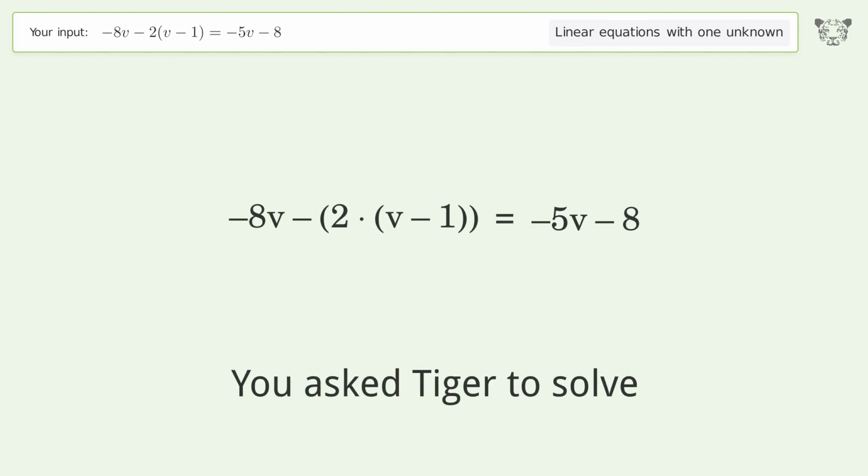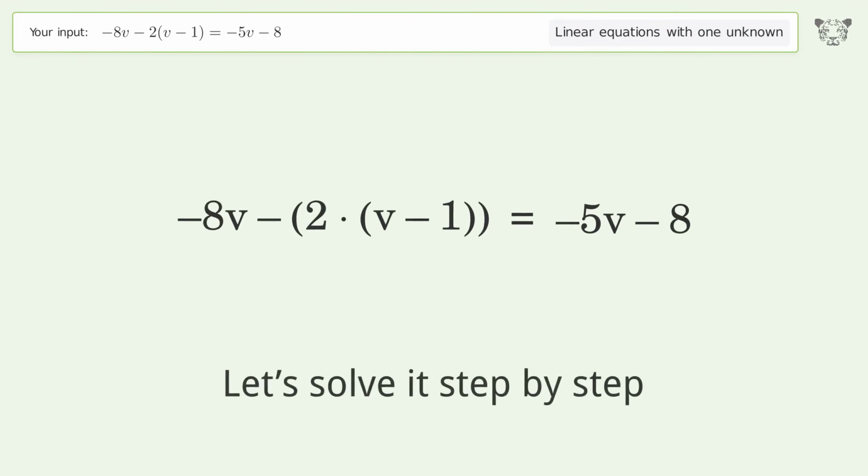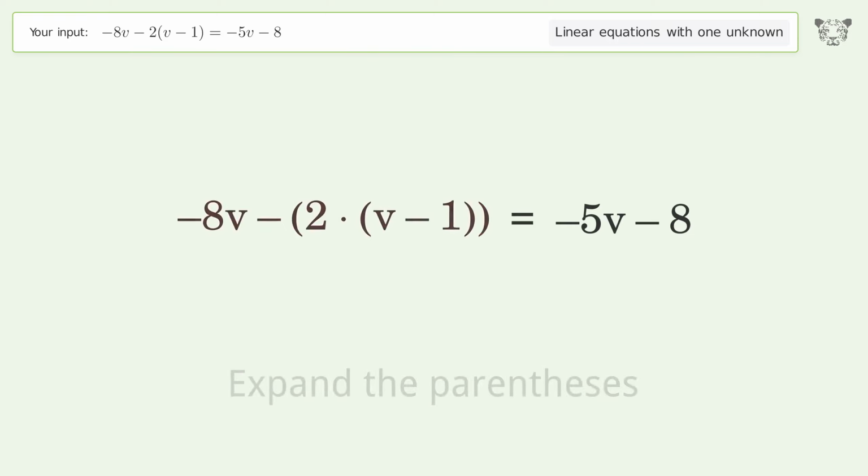You ask Tiger to solve. This deals with linear equations with one unknown. The final result is v equals 2. Let's solve it step by step. Simplify the expression. Expand the parentheses.